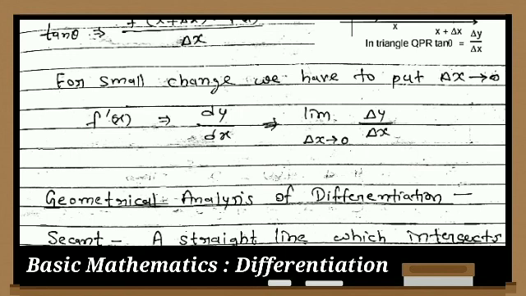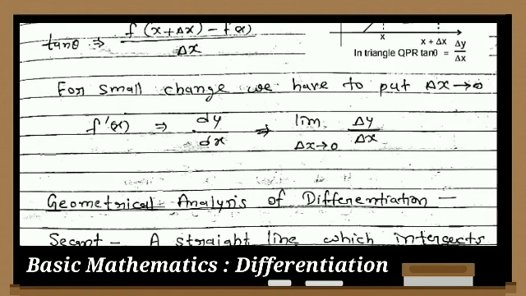For a small change, we have to put delta x tends to 0. Now, what are we doing? We are finding the value of the differentiation of y with respect to x. So what is the differentiation of y with respect to x? It is what we get when we put the value of delta x tends to 0.